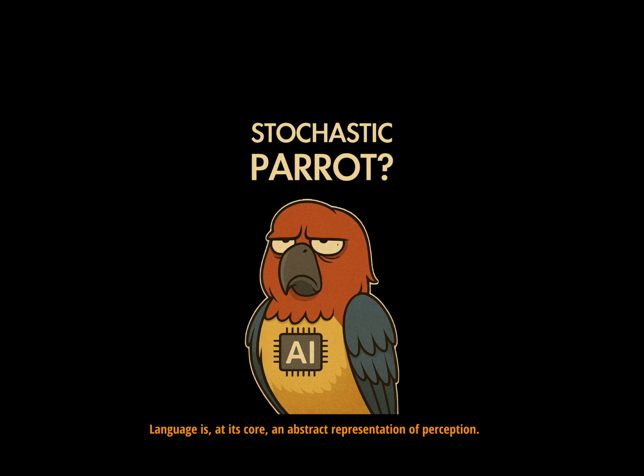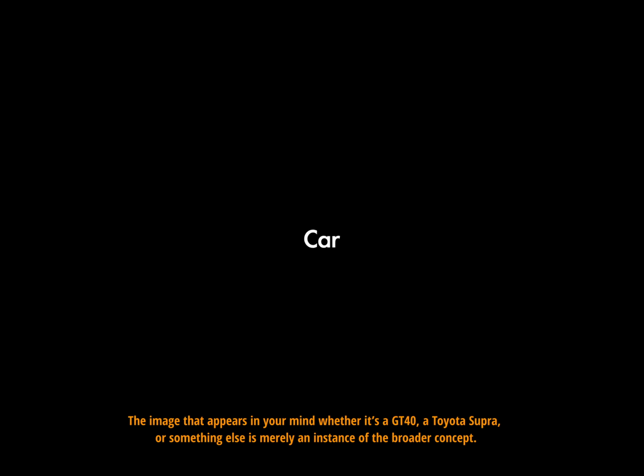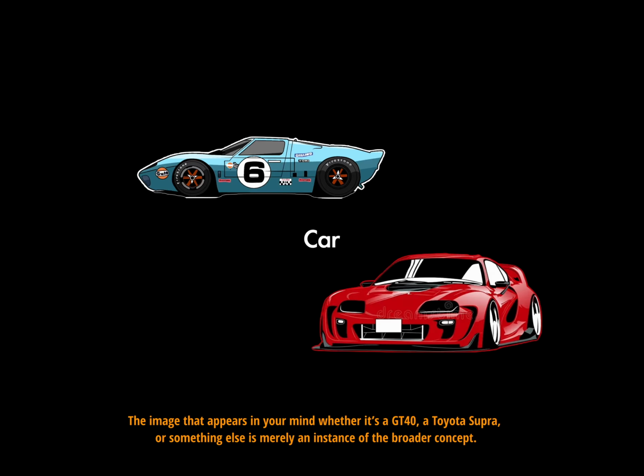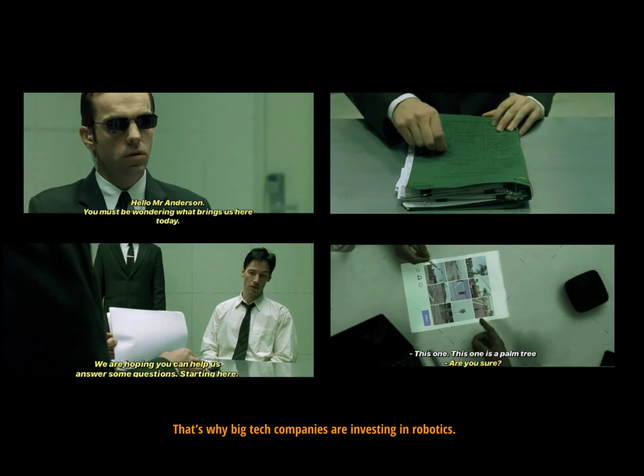Language is, at its core, an abstract representation of perception. When you say car, there is no actual physical object present. The image that appears in your mind, whether it is a GT40 or Toyota Supra or something else, is merely an instance of the broader concept. The term car has no fixed physical reference. It is an abstraction. That's why big tech companies are investing in robotics.